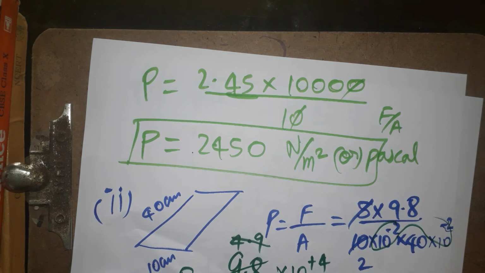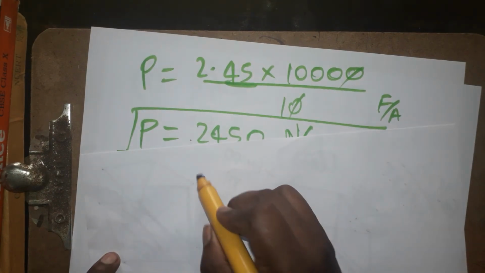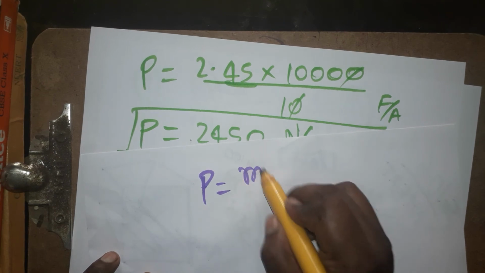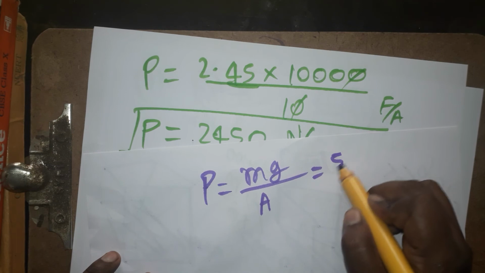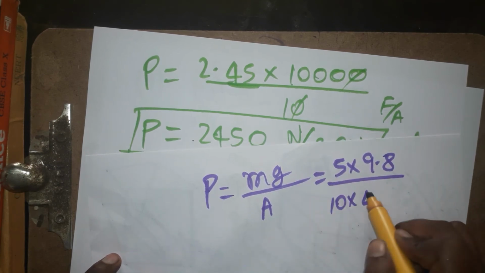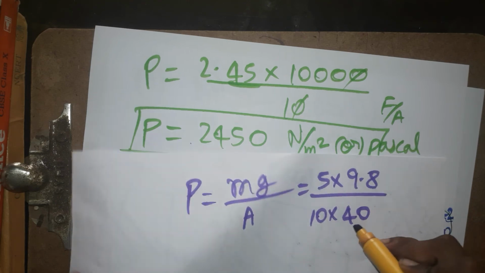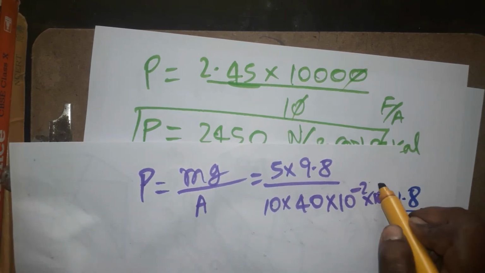For the second case I will do again. I am taking the example 40 into 10. Force is equal to mg divided by a. M is how much? 5. G is how much? 9.8. A is how much? 10 into 40. Both are in centimeters, so you can convert into meters: 10 power minus 2, 10 power minus 2.